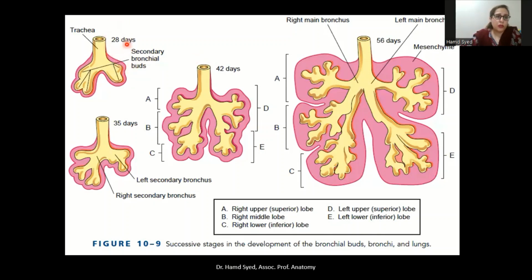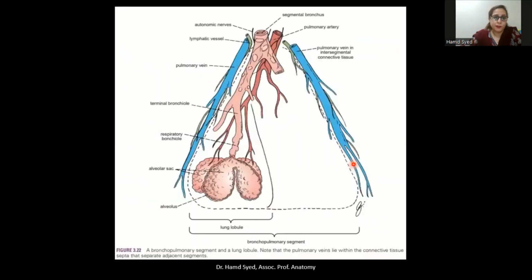You can see in the 4th week of development, these are the secondary bronchial buds or the lobar buds, 2 on the left and 3 on the right. And they are further growing and subdividing, and A, B, C, D, E, these represent the lobar or secondary bronchial buds, and they will further give rise to the tertiary or segmental bronchi within each lobe.